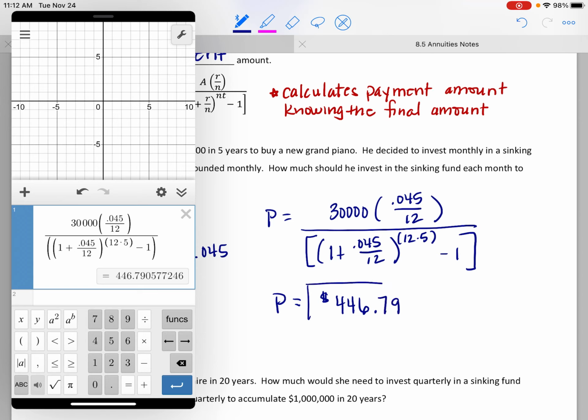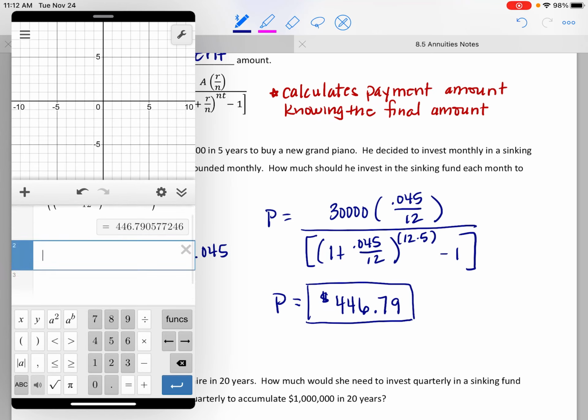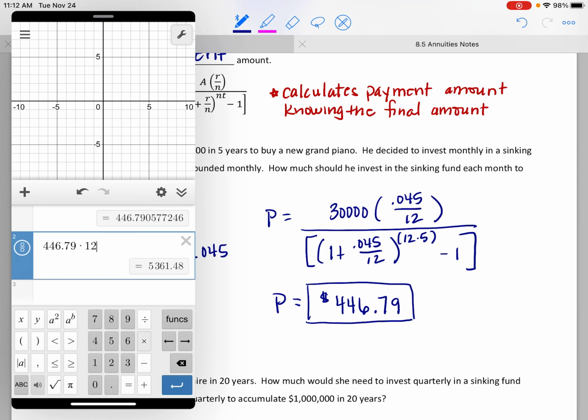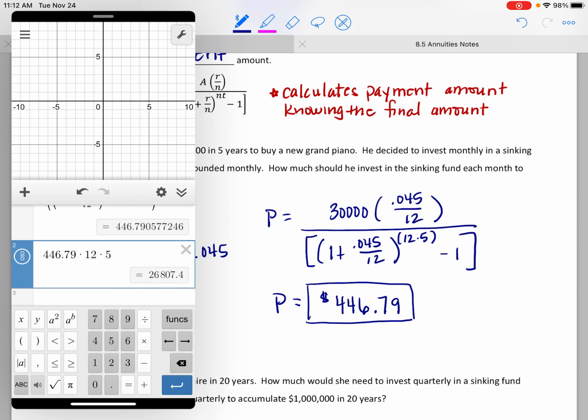$446.79. So that is the payment amount he's going to have to put in every month in order to accumulate $30,000 at the end of the 5 years. Now, again, let's think about this. If you made $446.79 in payments every month for 5 years, then he's only putting in $26,807.40 of his own money. So he's getting about $3,200, or earning about $3,200 in interest.